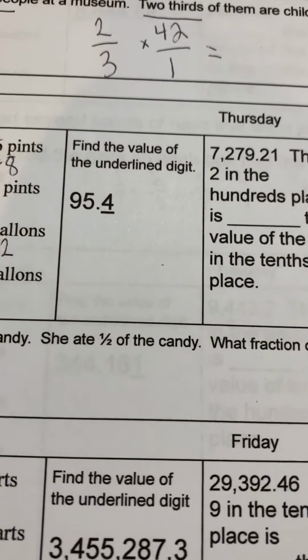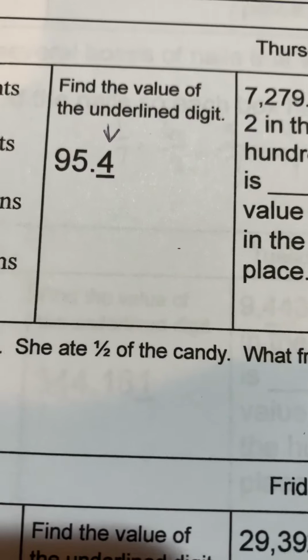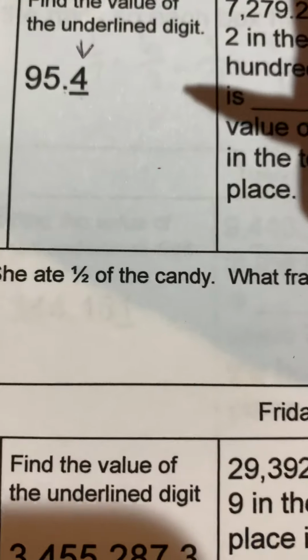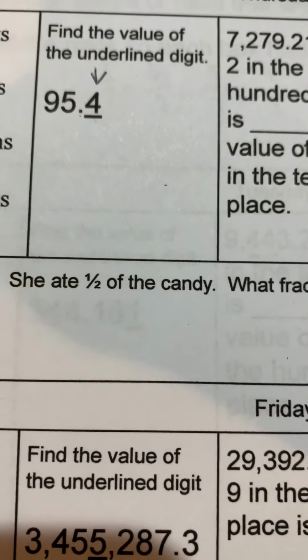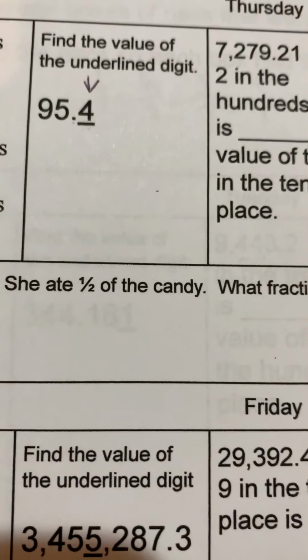Find the value of the underlined digit. The 4 is the underlined digit. What is the place that comes right after the decimal? Is it the hundredths place, the thousandths place, the tenths place? That is your job to write it down there.